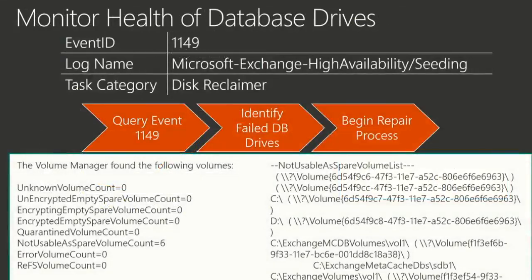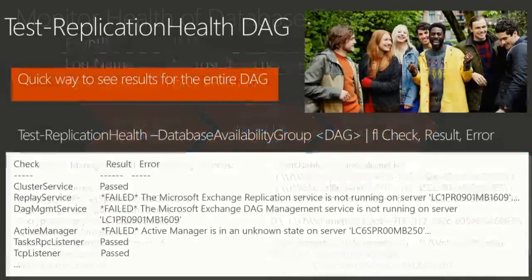So I was just talking to some customers the other day and heard that you guys would like a better way to monitor the health of database drives. We have that repair box component, but you guys might not have that. So we have an event, 1149, in our high availability seeding log, through the disk reclaimer, that will actually identify the status of different drives and whether or not they're used or unused. So if you want to build something like that for yourself, you can build a script that queries that event, identifies the drives, and then begin your own repair process, whether that's filing a ticket or whatever you deem is necessary.